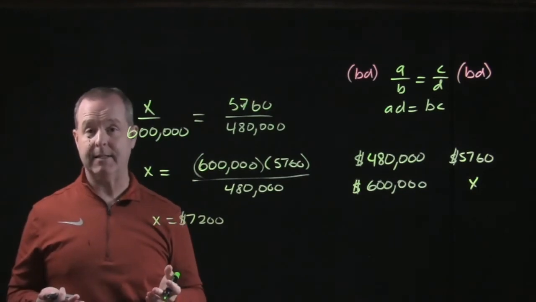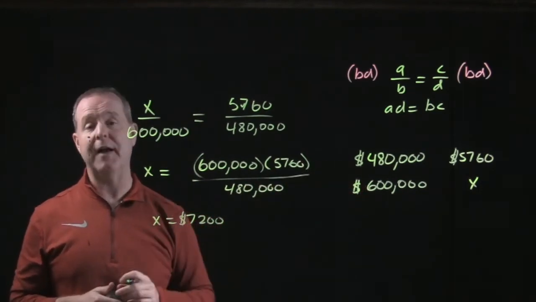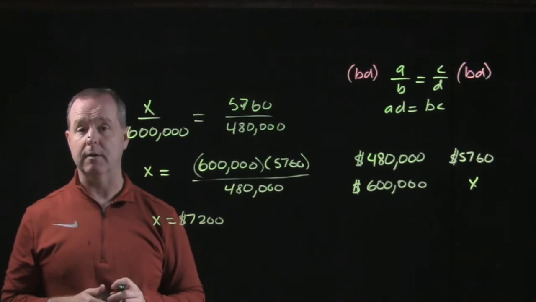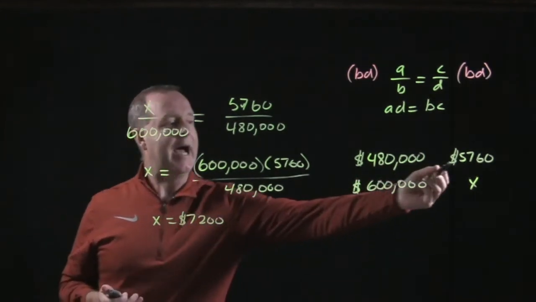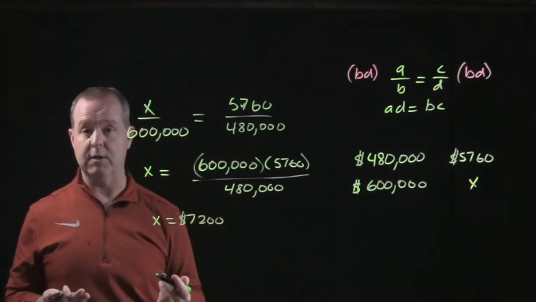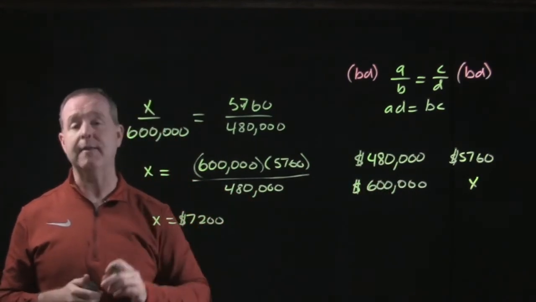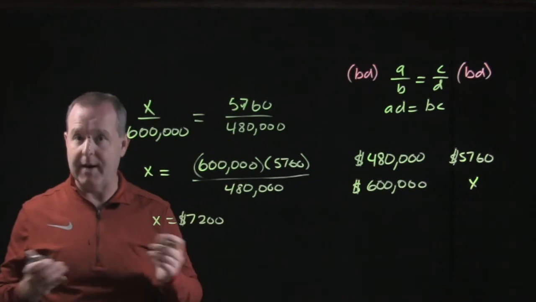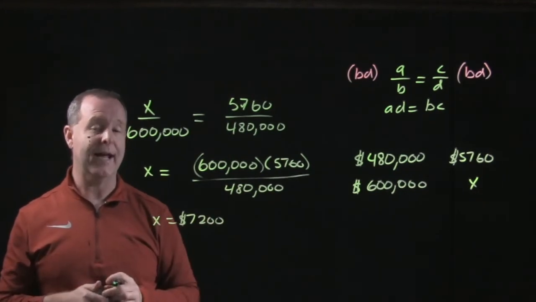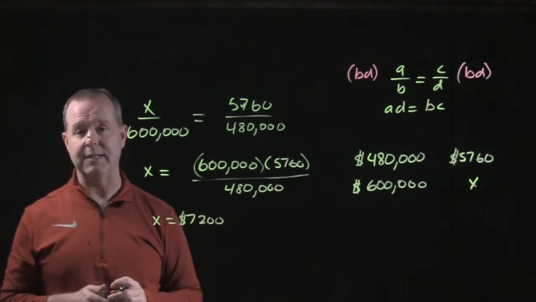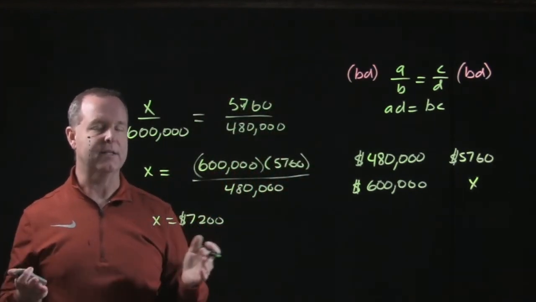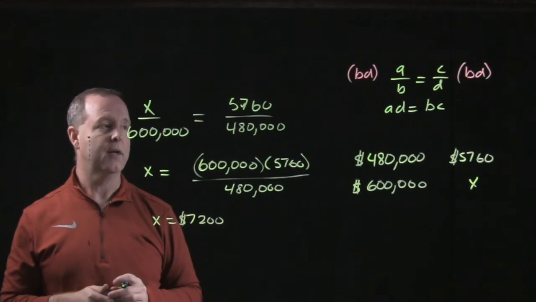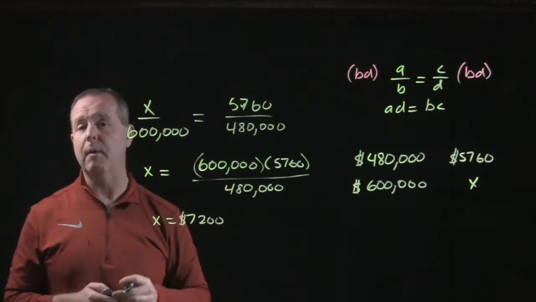So I can expect the tax on the $600,000 house to be $7,200. Now, does that seem reasonable? Well, yes. It's higher than the $480,000 house, so I would expect that to be the case. I don't want to have to pay that, but those are our tax rates. They're based on those assessed values. And being able to set up a proportion is a wonderful, wonderful tool that we can use to solve some of our modeling problems.